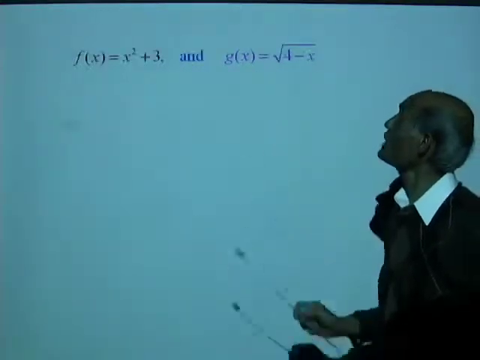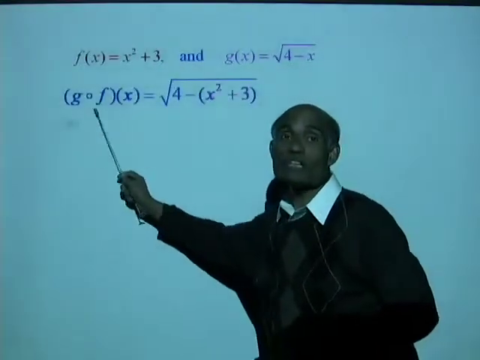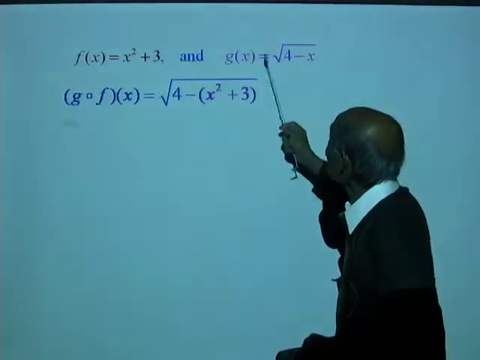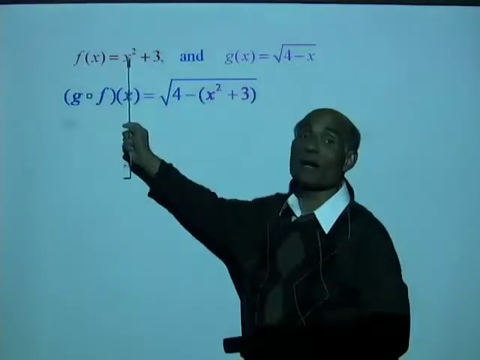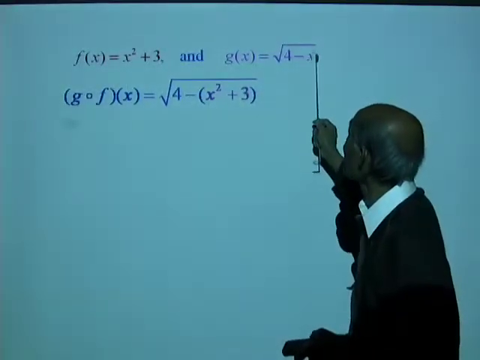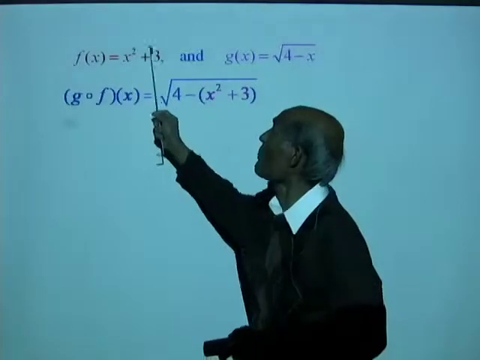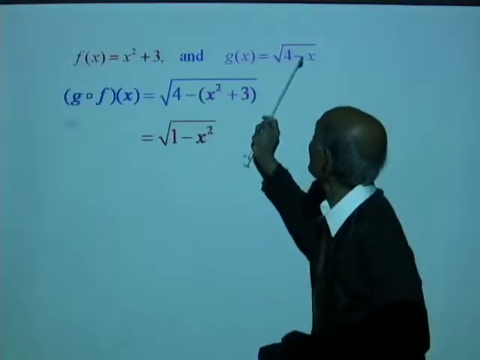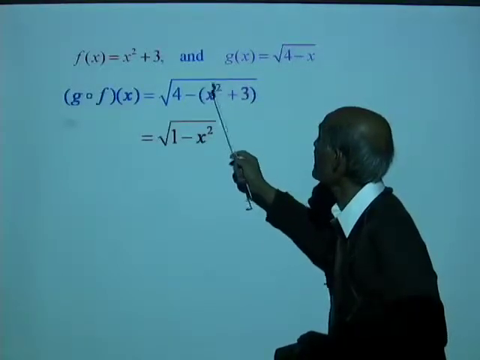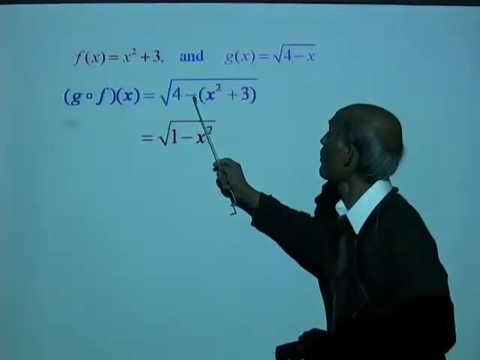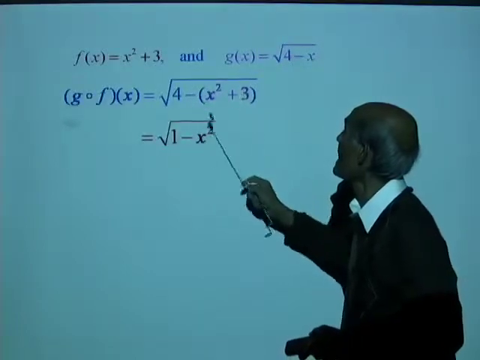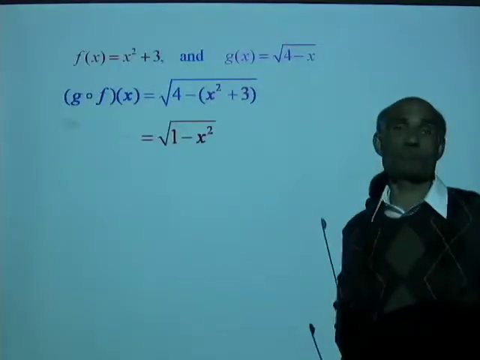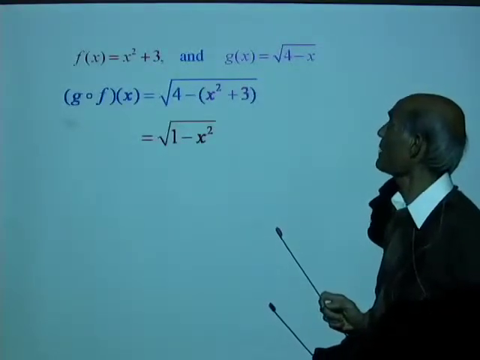Okay, how about g of f of x? G of f of x is obtained by replacing x in the function g by f of x. That means this x will be replaced by x squared plus 3. So you can see that x is replaced by x squared plus 3, and now simplify it: 4 minus x squared minus 3, that will give me 4 minus 3 which is 1. So it is simplified as the square root of 1 minus x squared.